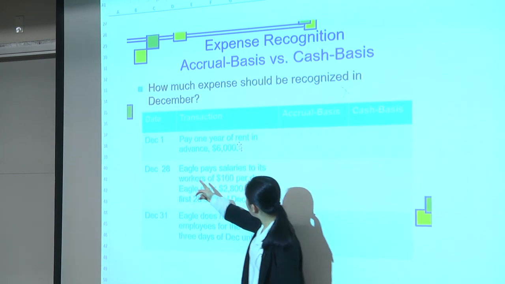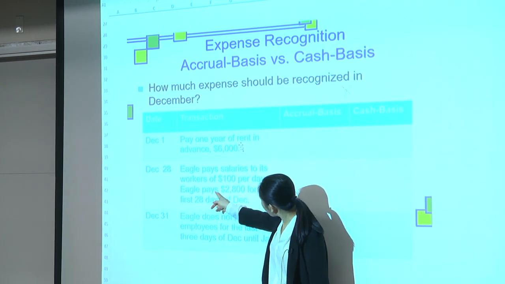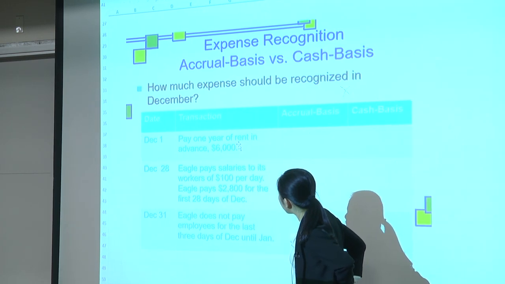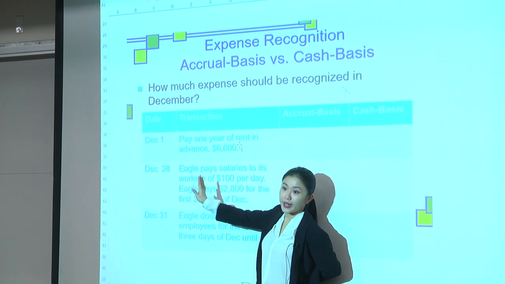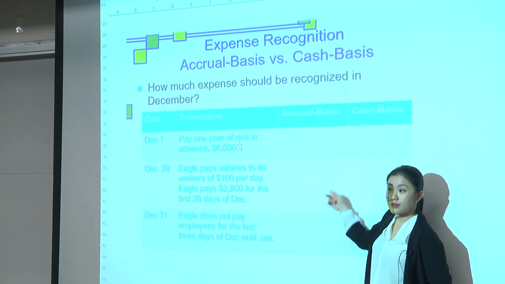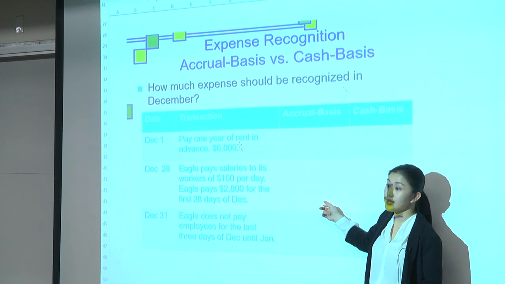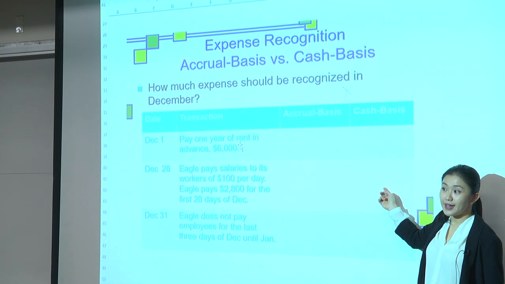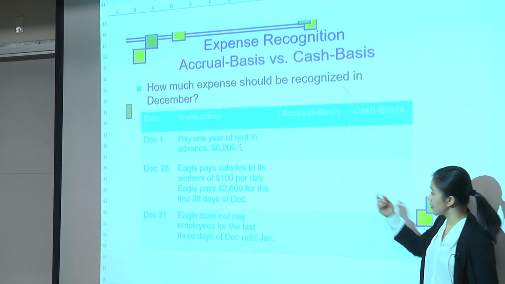December 28th, we pay salaries per day, and Eagle pays $28,000 for the first 28 days of December. All right, so it's December 28th, so they pay for the past 28 days. Should we record it as salaries expense under accrual? Yes, because it's happened, right? It's for the past 28 days, so we should record it. Cash? Did we pay? Yes. Did we use cash to pay? Yes, so both should be recorded.